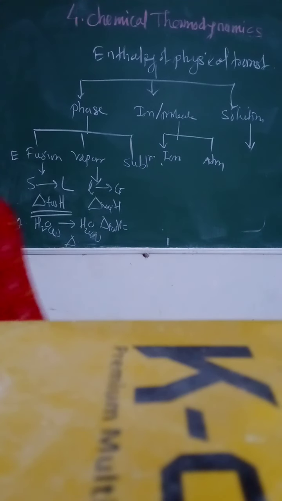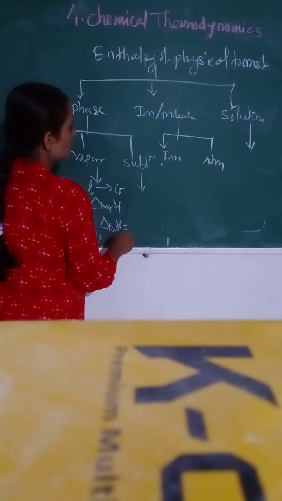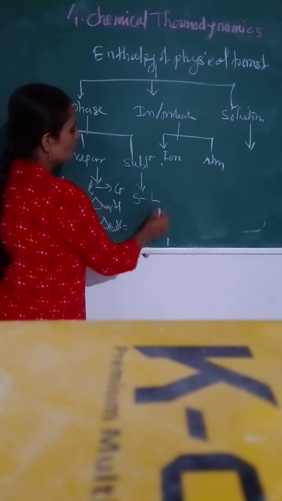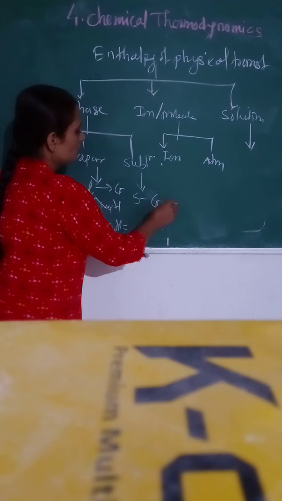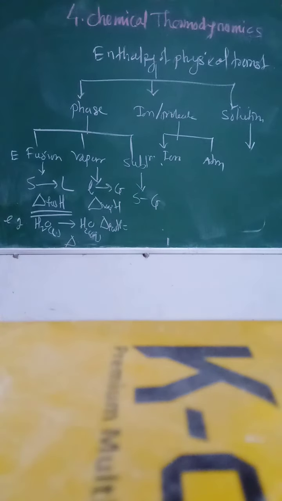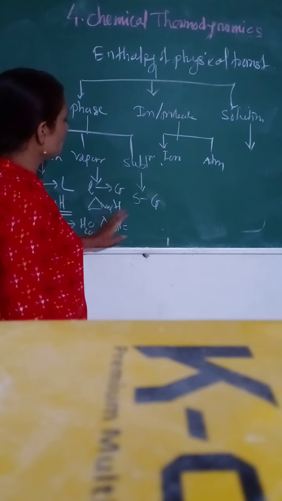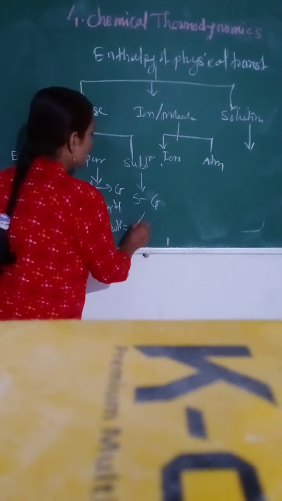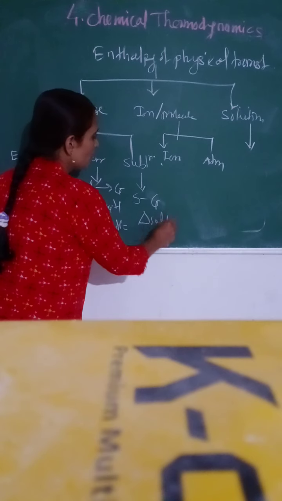Then the third is sublimation. It means a solid is converted into the gaseous state at constant temperature and pressure. That is, the enthalpy change that occurs at constant temperature and pressure from solid to the gaseous phase. Here there are two steps: first solid to liquid, then liquid to gas. We have to combine them, and we have to calculate delta H of sublimation.